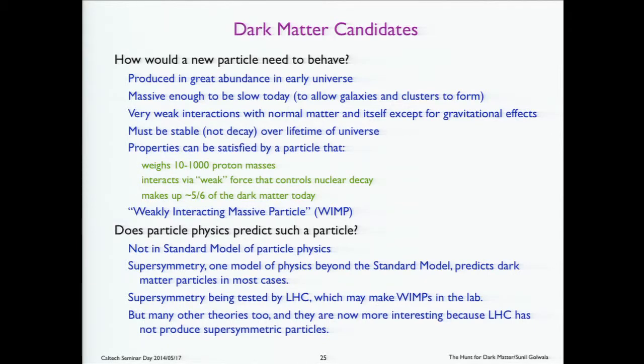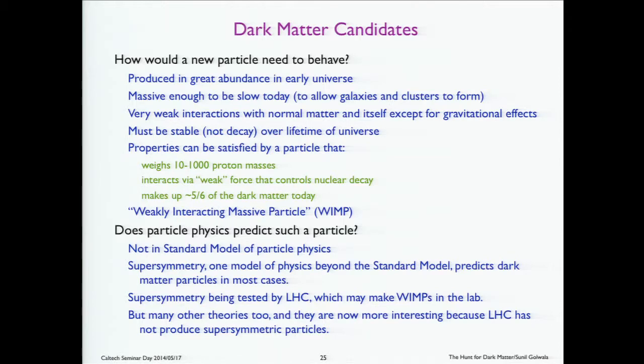And you can satisfy all these properties if you have a particle that weighs around 10 to 1,000 proton masses, maybe a factor of 10 more in either direction, and interacts by something called the weak force. This is the force that actually explains nuclear beta decay. It's a very weak force, and therefore it's possible for this particle to have been around us all the time but not interact very much. And you can actually do a calculation that shows that it could make up about 5/6 of the dark matter today if it has these properties. So these things are termed weakly interacting massive particles, or WIMPs.